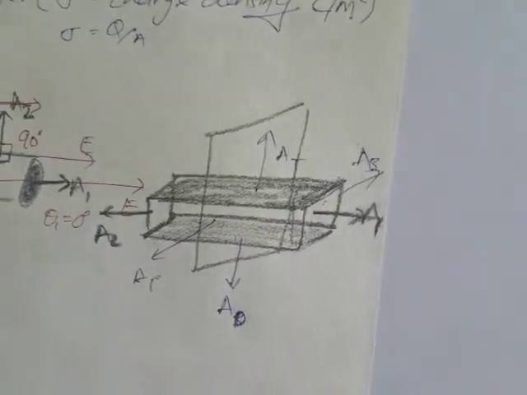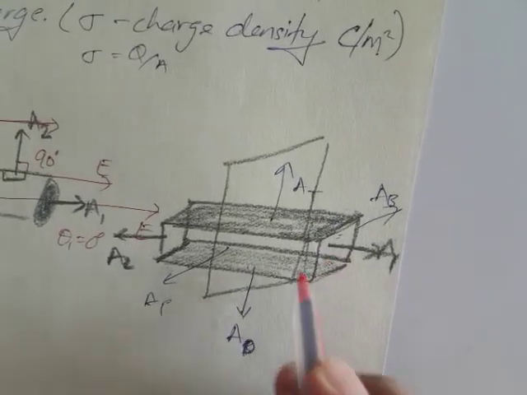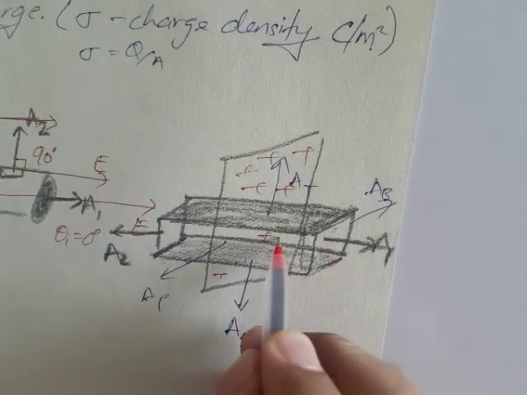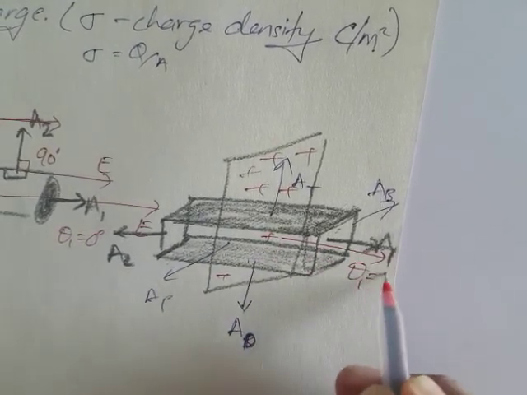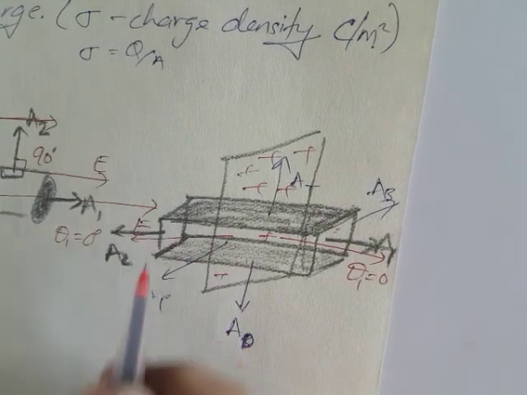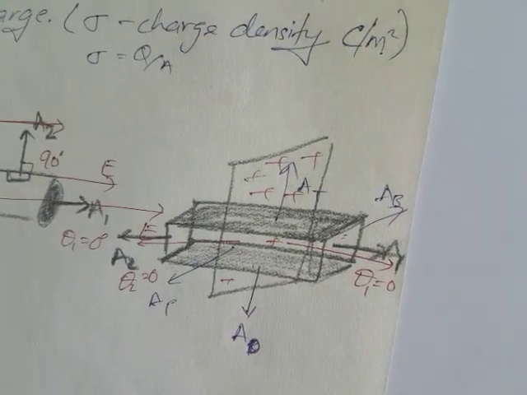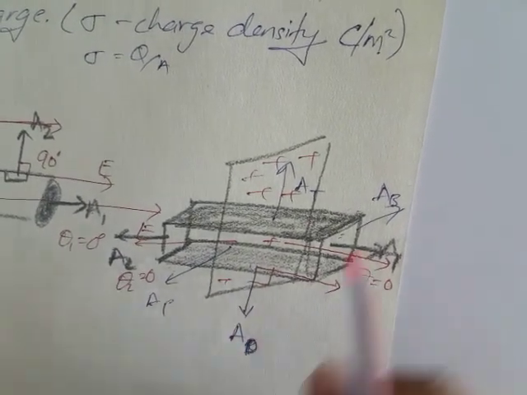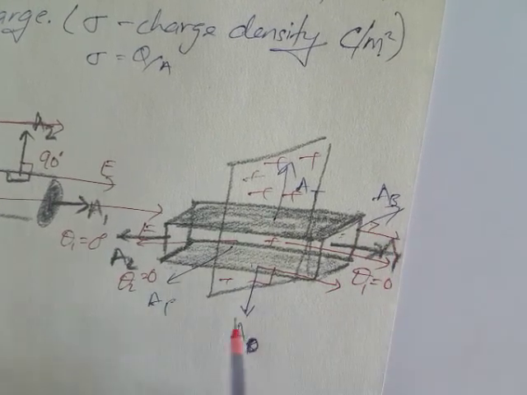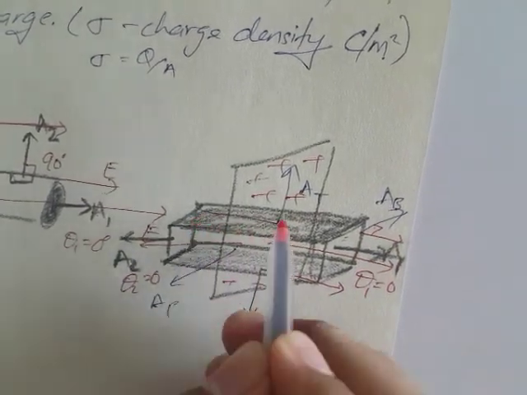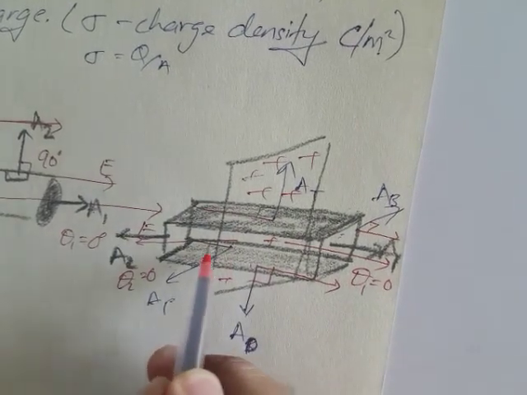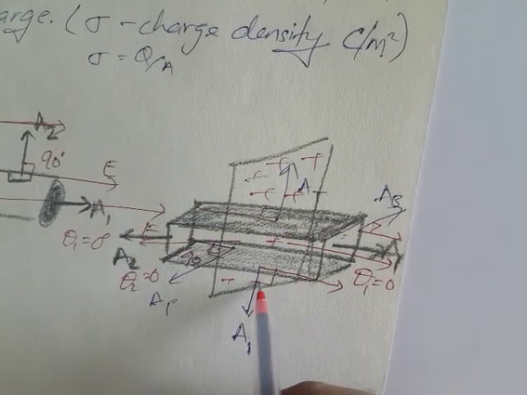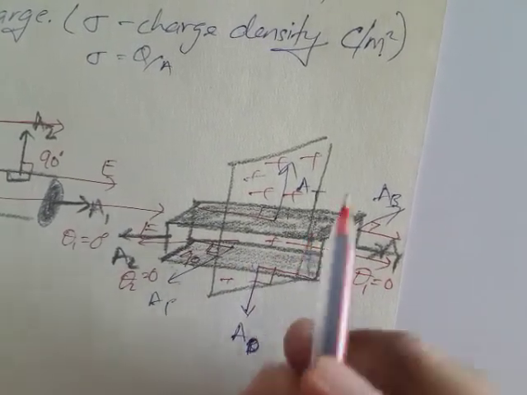Now we draw the electric field. This is a positively charged sheet. From this positive charge the field moves in this direction, so theta 1 is 0 degrees. In the same way it moves in the other direction, and theta 2 is 0 degrees. But for the other faces, the field is at 90 degrees. So all the surfaces, top, bottom, backward and front, make 90 degrees, and their flux is considered to be 0.